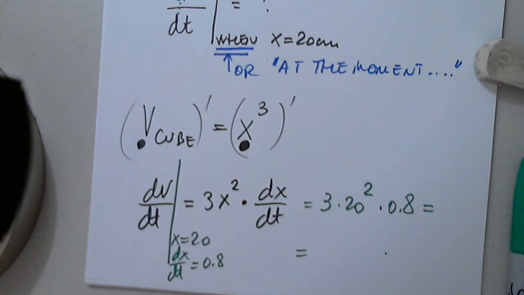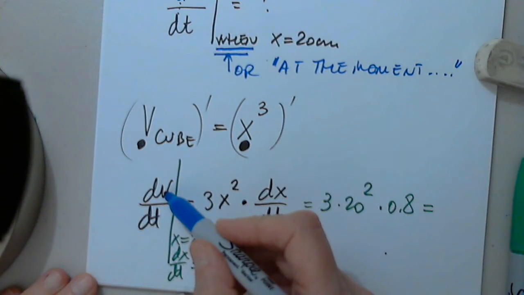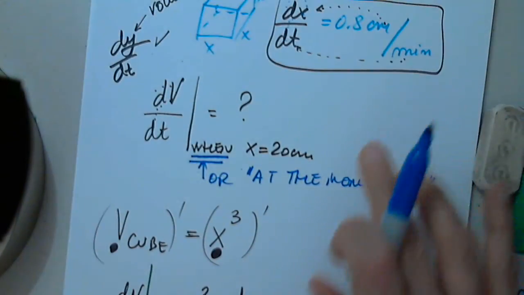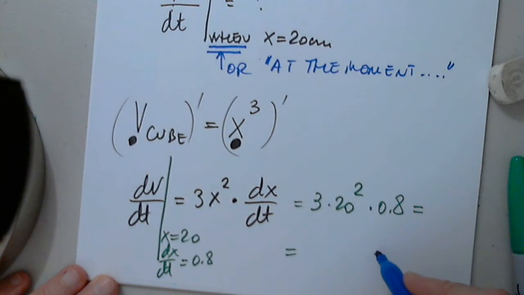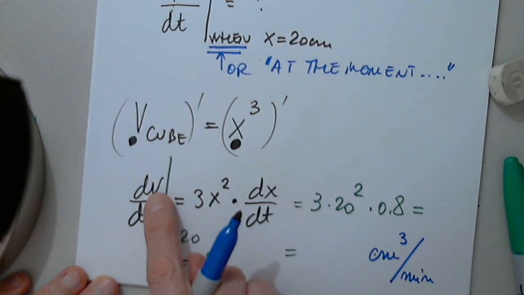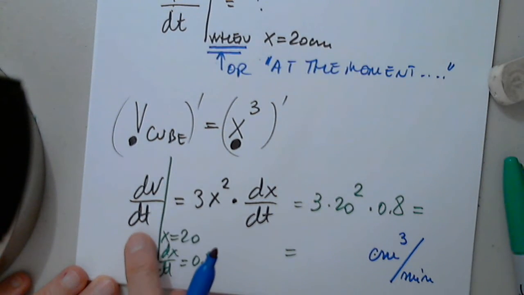Centimeters cubed. Centimeters cubed over seconds. Yeah, we have minutes. That's it. Yes. Awesome. Exactly. Cubic centimeters per minute. This is the measurement unit for the volume. This is the measurement unit in the problem for time.